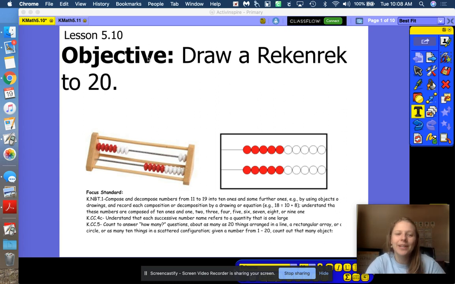Hi friends, today we're going to do Module 5, Lesson 10. Objective: draw a rekenrek to 20. So this is going to be a project that you complete at home. You can do it during this video or you can do it right after for your exit ticket, is drawing your very own rekenrek with 20 beads on it and numbering them.